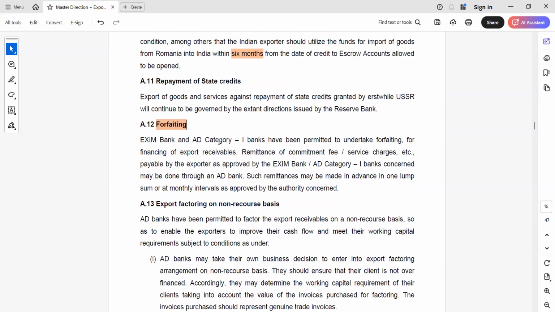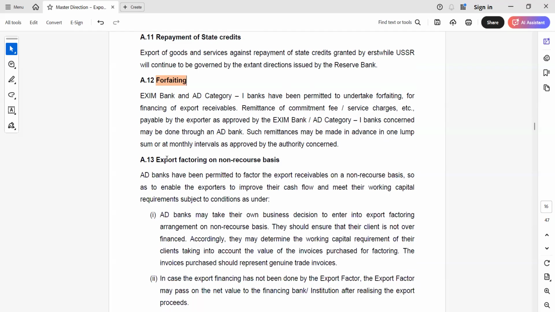Exim Bank and AD Category 1 banks have been permitted to undertake forfeiting for financing of export receivables. Remittance of commitment fee, service charges, etc., payable by the exporter as approved by the Exim Bank or the AD Category 1 bank concerned may be done through an AD. Such remittance may be made in advance in one lump sum or at monthly intervals as approved by the authority concerned.